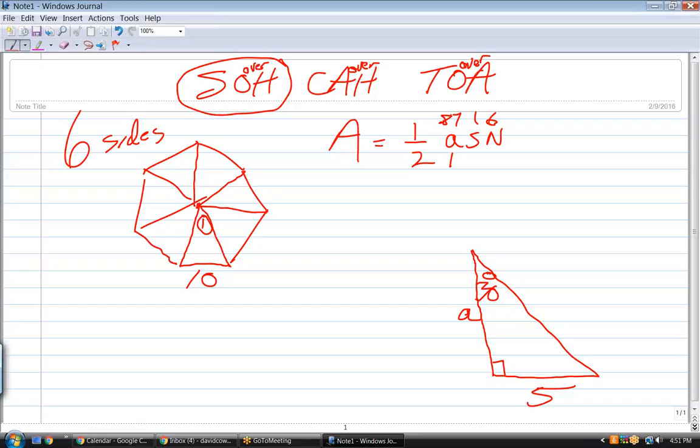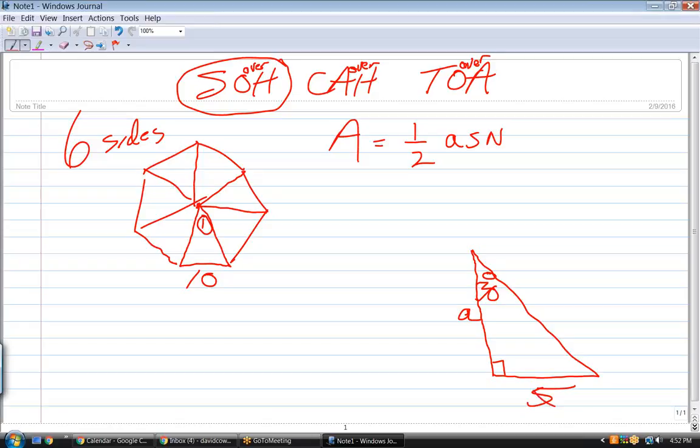Cosine 30 equals a over... didn't you have 1 there before? Yeah, but I changed it for this. In other words, we don't know what this length is. The only length we know is that 5. Okay, so which trig function relates... we can do tangent. There you go. In other words, you always have to figure out which trig function relates the two numbers we're looking at.